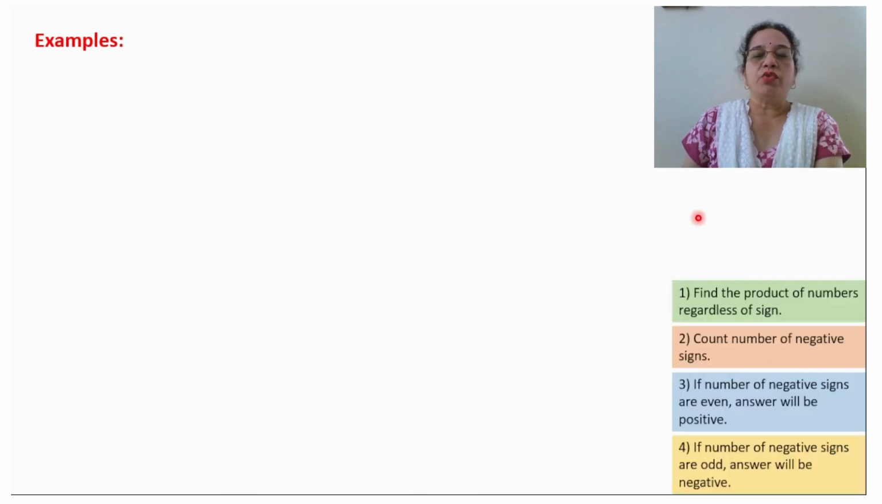So let us take a few examples. The first step, find the product of the numbers regardless of sign. Count the number of negative signs. If the number of negative signs is even, the answer will be positive. If the number of negative signs is odd, the answer will be negative. So let us do the first one.